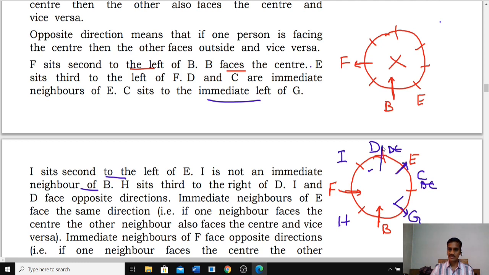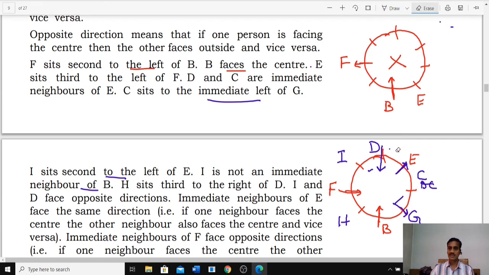Right of D, gap to D, must be facing towards the center. H is seated out to the right of D, which is valid. Then next one: H is seated out to the right of D.